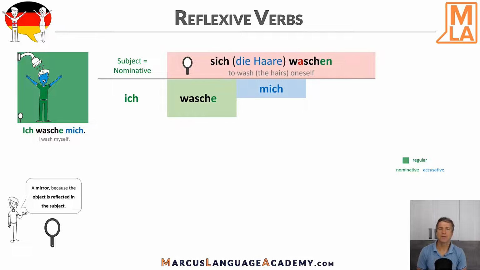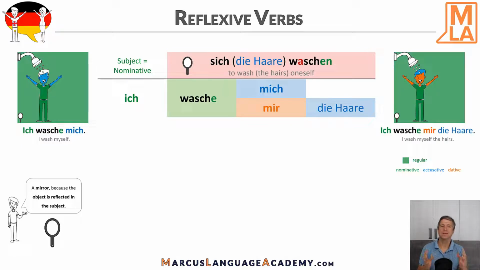Interestingly, we can give the reflexive verb some additional information, such as sich die Haare waschen, to wash the hairs oneself. Okay, that's more like a literal translation. And if we now form a sentence, ich wasche mir die Haare, I wash myself the hairs, the additional information takes over the function of the direct object and is therefore in the accusative case. And our reflexive pronoun becomes the dative pronoun because the person has now the benefit of the action.